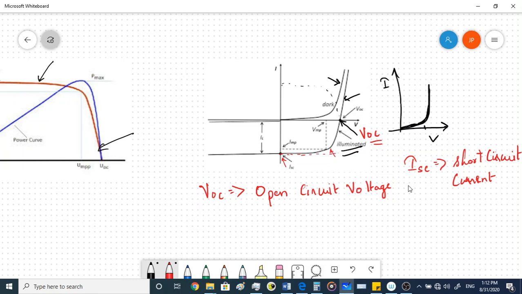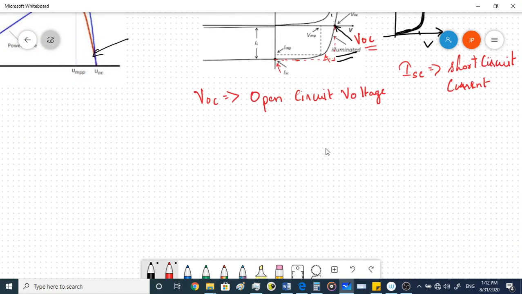This is what should have been the ideal characteristic of a solar cell. An ideal characteristic for a solar cell should be in the form of a square. So if this is the VOC and this is your ISC, the ideal characteristic should have been like this.